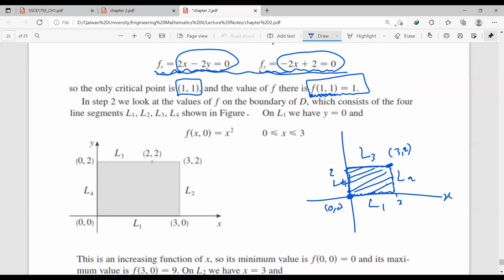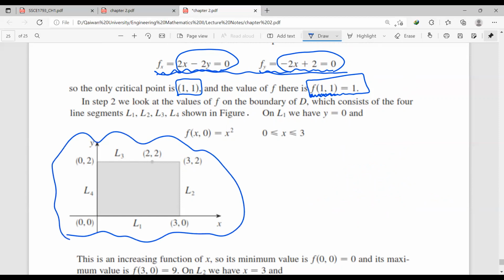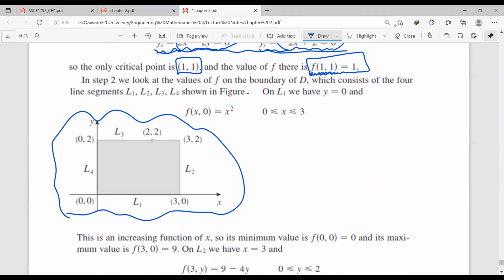This graph is drawn there. I'm going to work on the drawn one. We have the graph here. As I said, we are going to find the absolute maximum and minimum values of the function at each line, or each side, of the rectangle.